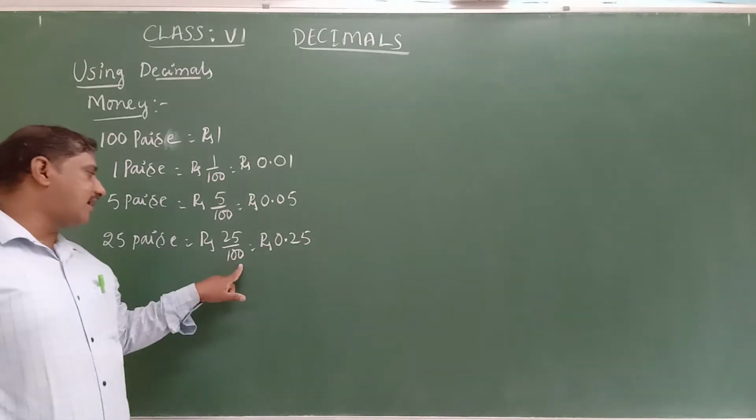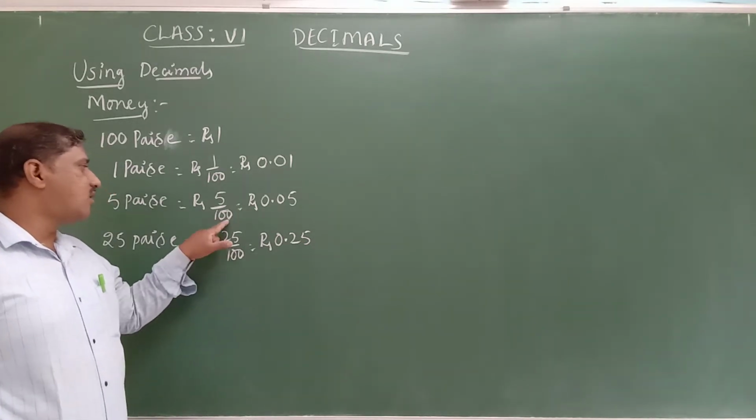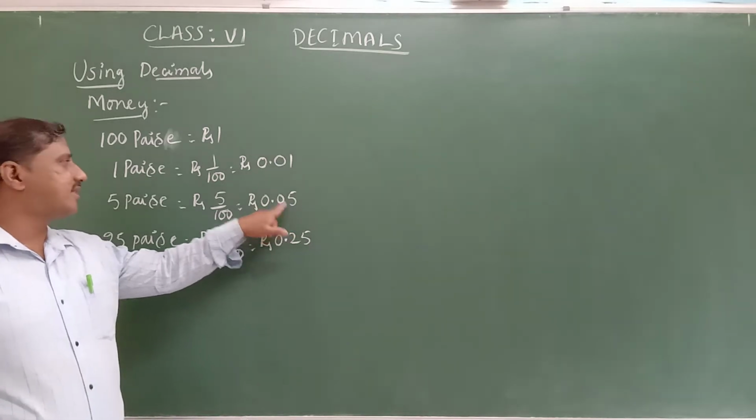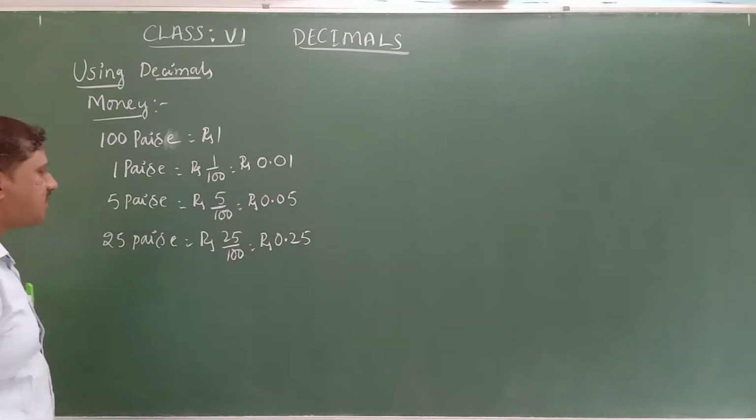2 zeros are there, keep the decimal point after 2 digits.